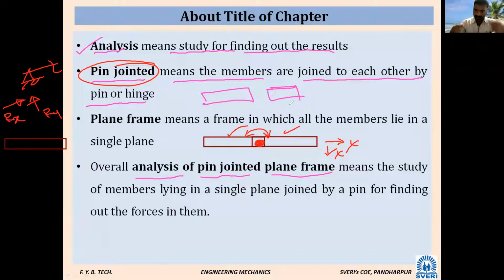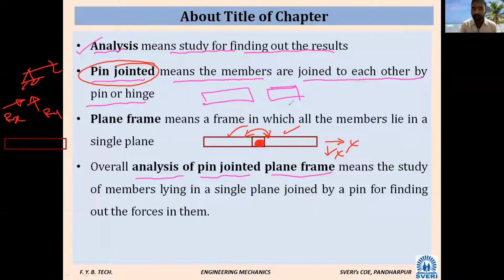If I consider this plate, I will weld it. Welding देखा है ना आपने? Yes, sir. If you weld it, is it possible to move in horizontal direction? No, sir. Is it possible to move in vertical direction? No. Is it possible to rotate? होता है क्या एक बार weld करने के बाद? No, sir.